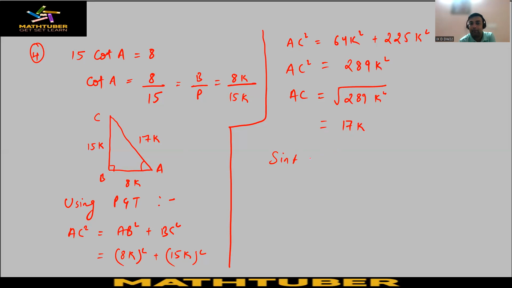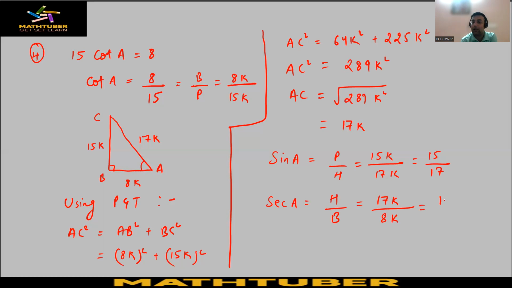So sine A will be equal to perpendicular upon hypotenuse. Perpendicular is 15k divided by hypotenuse 17k. So k will get cancelled and the answer will be 15 upon 17. Similarly, sec A is hypotenuse upon base. So the value of hypotenuse is 17k and the value of base is 8k. K will cancel out. So the answer will be 17 upon 8. Right?